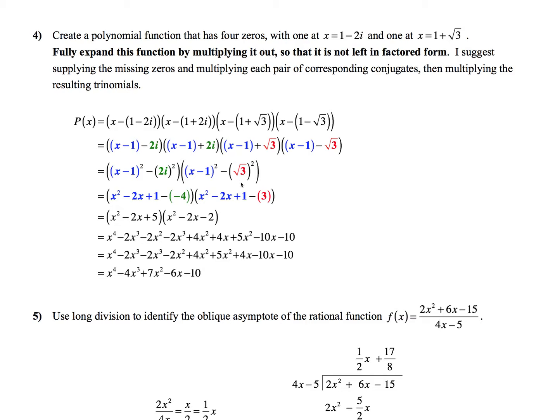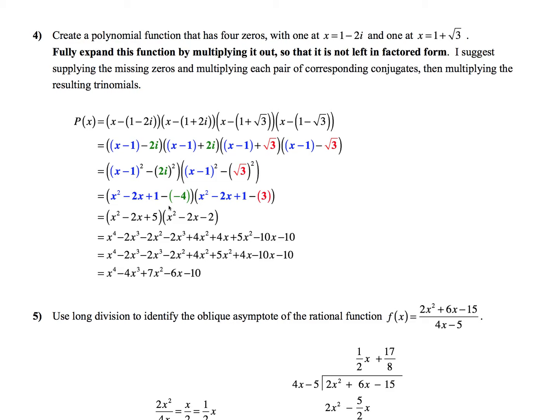Over here, a similar thing happens, except there's no i to make this negative. We just square the square root of 3 and we get 3. So this is, again, x squared minus 2x plus 1, and we're subtracting this square, 3. And 1 minus 3 is negative 2. So there's our two trinomials, x squared minus 2x plus 5 and x squared minus 2x minus 2. Then we multiply these two together. Now, to multiply polynomials, you're used to the FOIL acronym for multiplying two binomials, but when there are more terms than 2, you just multiply each term in one polynomial by each term in the other.